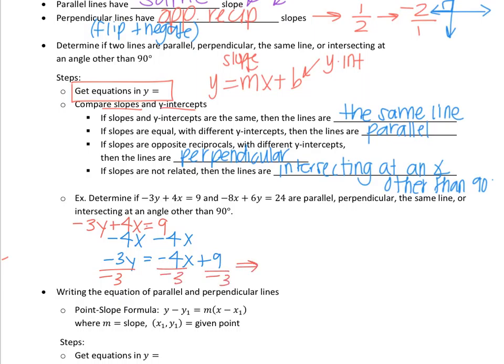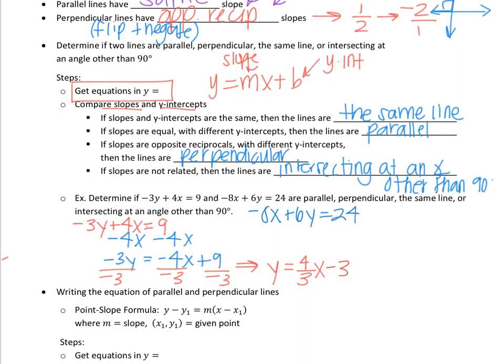So our new equation is y equals, I have negative 4 divided by negative 3. The double negative turns to positive, and 4/3 cannot be reduced, so it stays. Attach the x, and then we have 9 divided by negative 3. That becomes a minus 3. Then we have to work with the second equation. Negative 8x plus 6y equals 24.